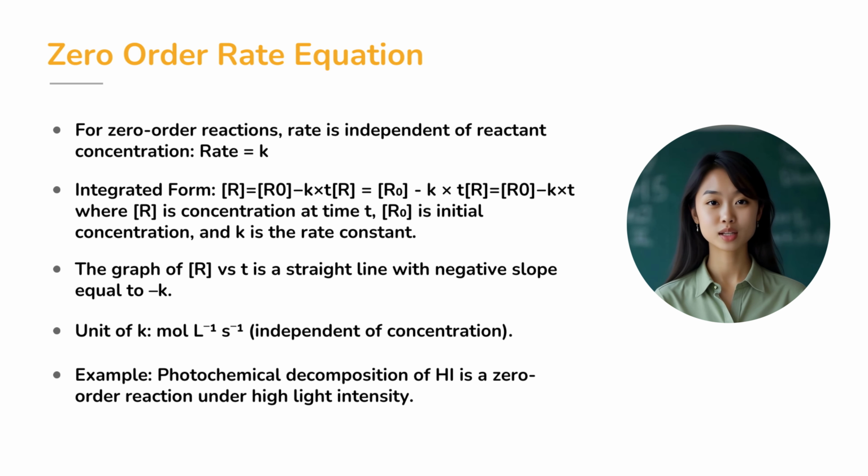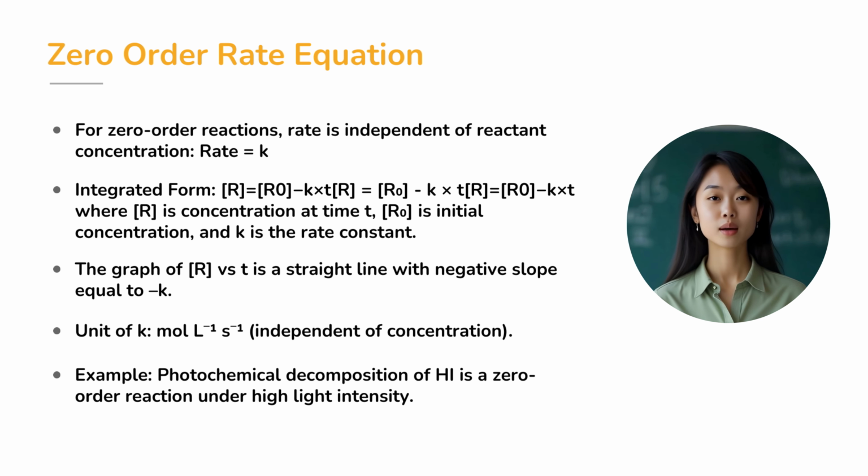Let's begin with the zero-order reaction, the simplest of them all. In a zero-order reaction, the rate remains constant. It doesn't depend on how much reactant is present. Yes, that might sound strange at first, but it happens in reactions like the photochemical decomposition of hydrogen iodide under intense light. For such reactions, the integrated form is [R] equals [R]0 minus k multiplied by t, where [R] is the concentration at time t, [R]0 is the initial concentration, and k is the rate constant.